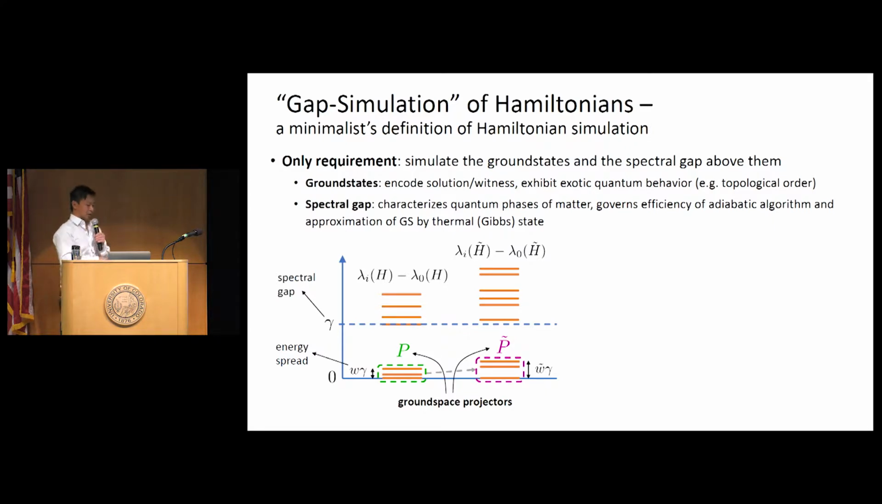And the idea is that we want to reproduce this ground space P as a quasi-ground space of H tilde, which we call P tilde. And we also allow some potentially different energy spread.